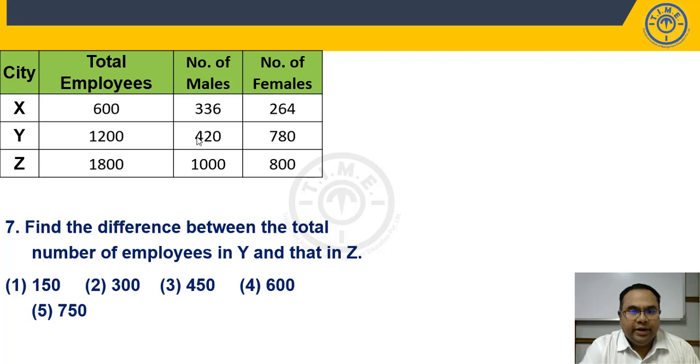Find the difference between total number of employees in Y and that in Z. Total employees are here in the first column. Y 1200, Z 1800. The difference is 600. Choice 4.